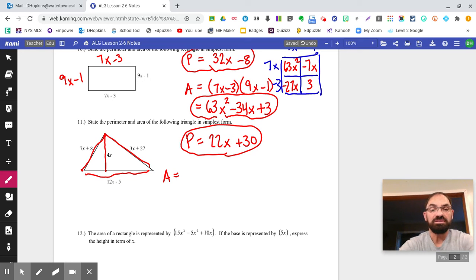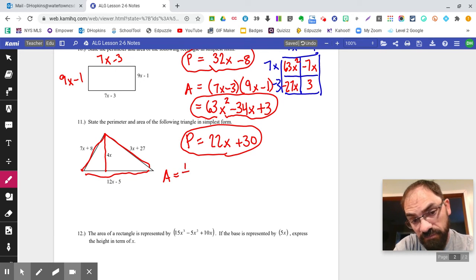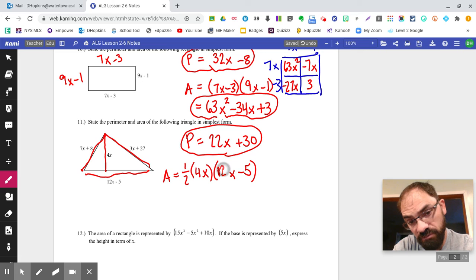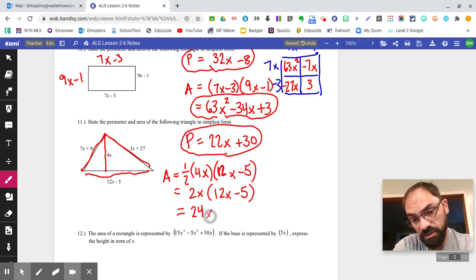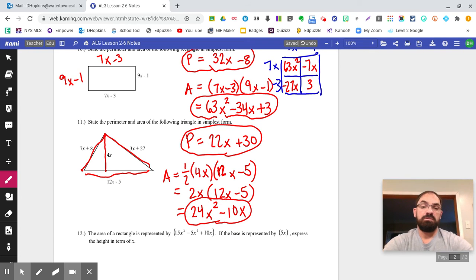Area is 1/2 base times height of a triangle. This is a funny looking 12. Okay, so half of 4x is 2x. So I can just distribute this. 2x times 12x is 24x squared. 2x times negative 5 is negative 10x. There we go.